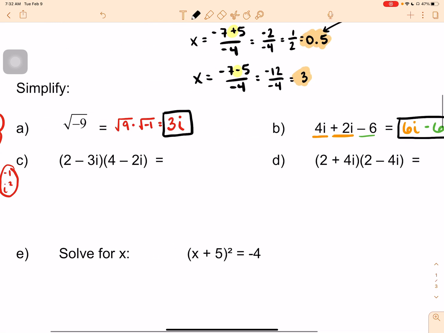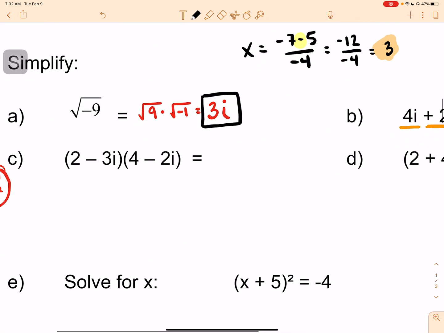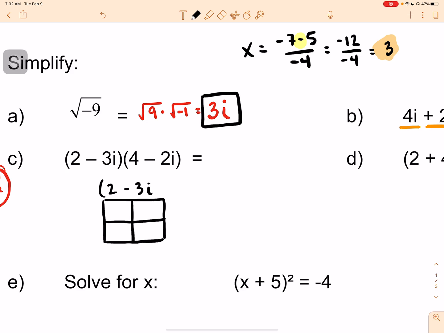Okay, so let's see this one here. So we should draw an area model. Anytime you have two binomials, binomials means there's 1, 2 terms inside of the parentheses, you should set up an area model. It makes it way easier for you. So here I'm going to multiply 2 minus 3I, and it doesn't matter which side they go on, just as long as one's on one side and the other's on the other side.